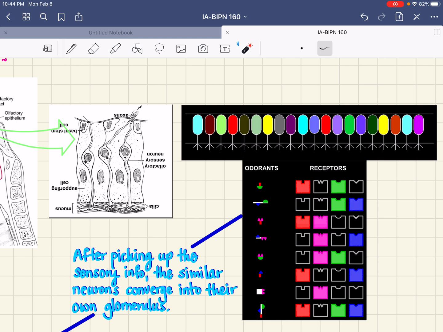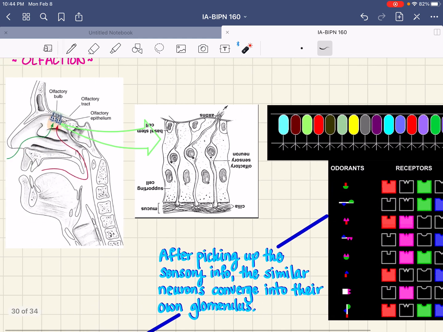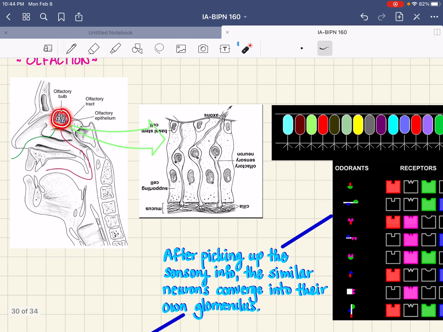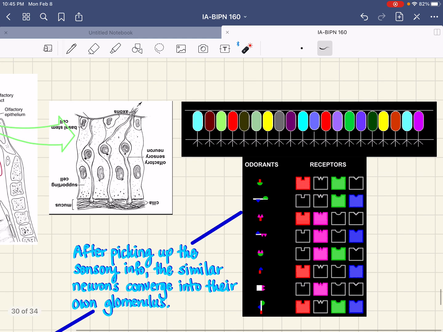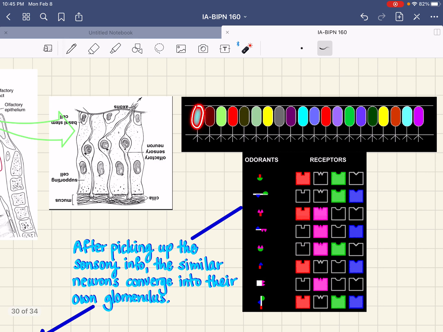So at the peripheral part of this pathway, at the nose, this seems like it is a labeled line system. Again, why does it seem like it's a labeled line system? Because every olfactory neuron contains the same types of receptors. For example, these red receptors are only on the red olfactory neurons, and so on.